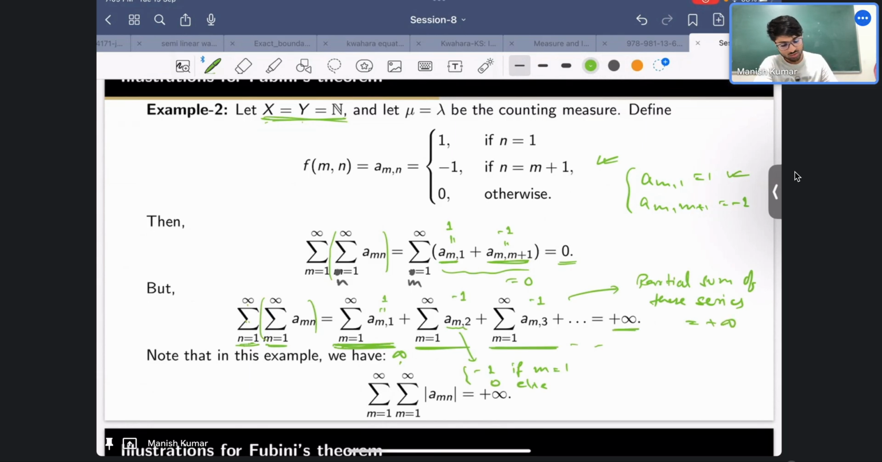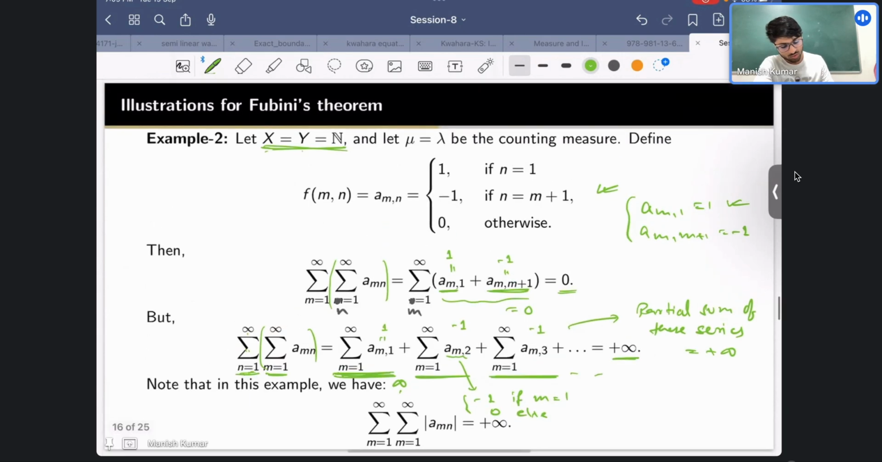So you can clearly see that order matters. When you sum n first and then m, and when you sum m first and then n, the values are not equal, okay? And the reason why this is happening is that it is not contradicting our theorem.